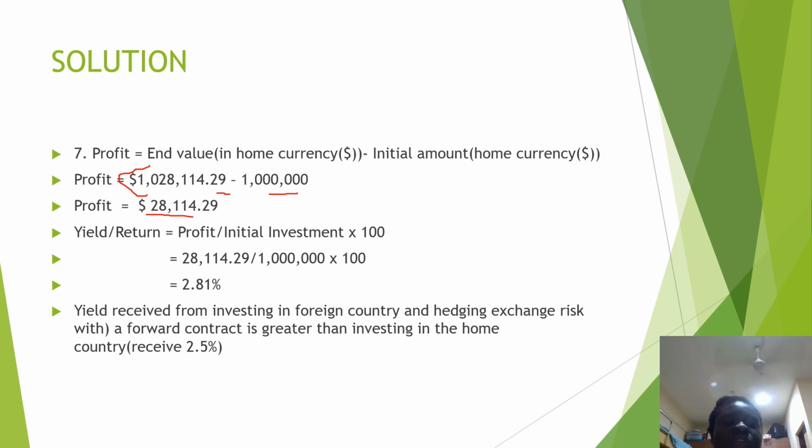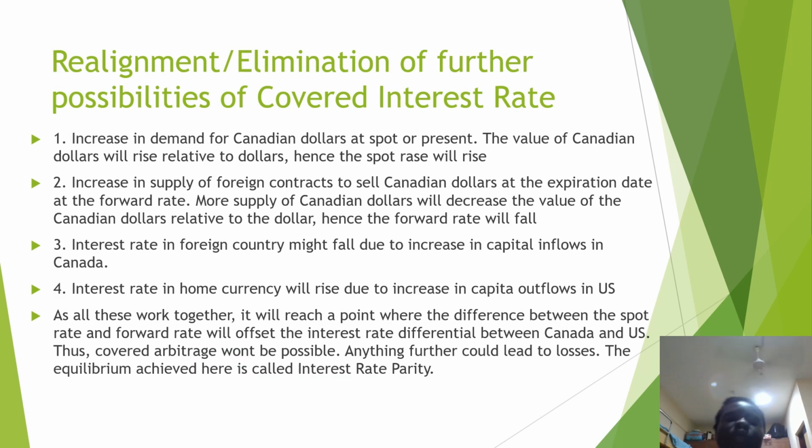By the end of the day, your yield is going to be 2.81%. And the yield we see from investing in the foreign country and hedging exchange rates with a forward contract is greater than investing in your home currency, that's in the US, where you would have received 2.5%. So it means the covered interest arbitrage was successful.